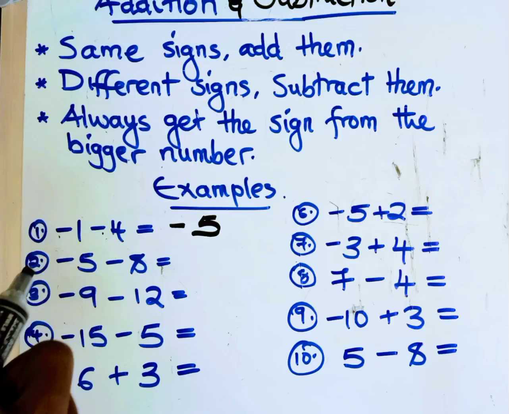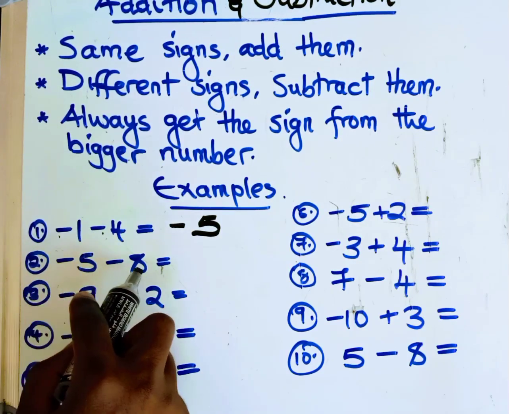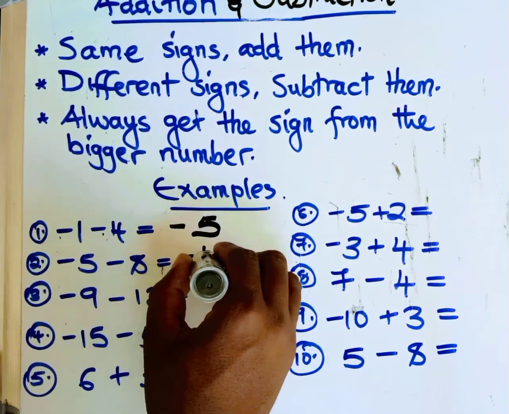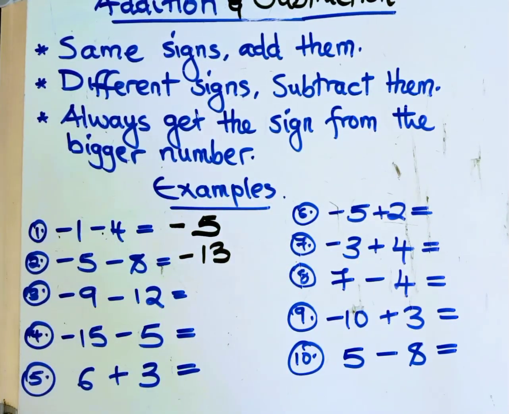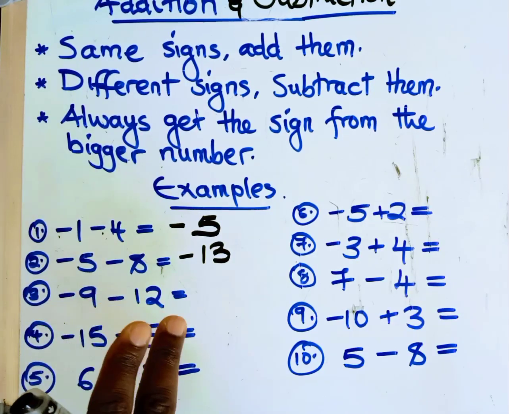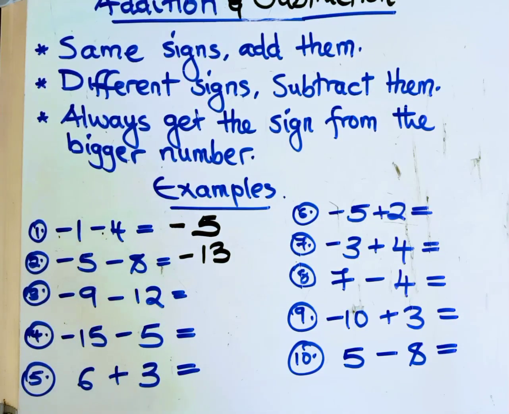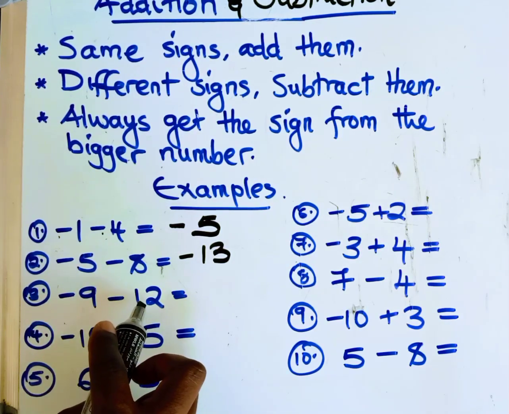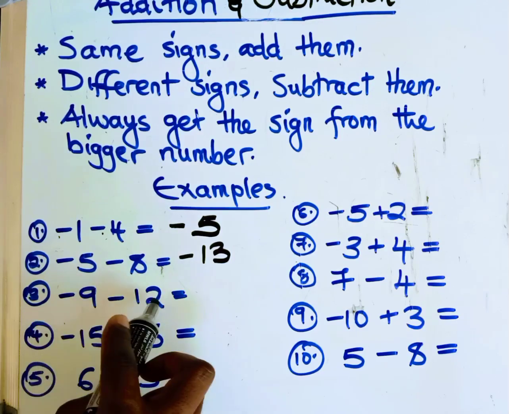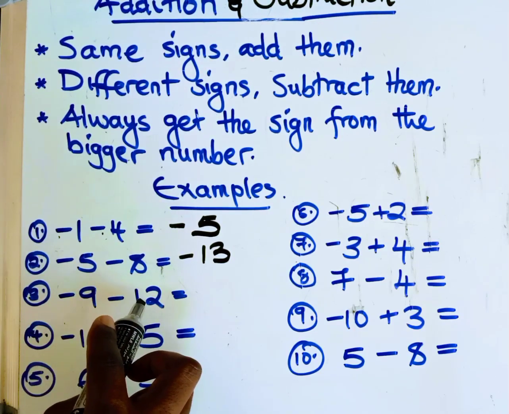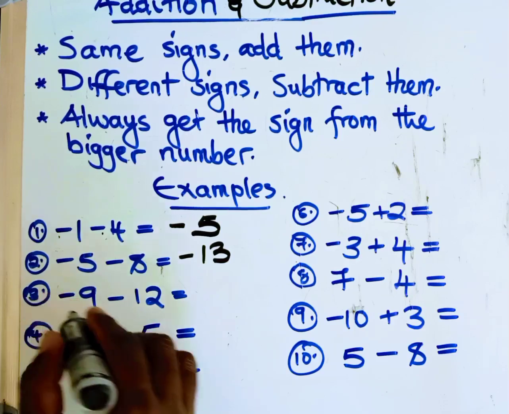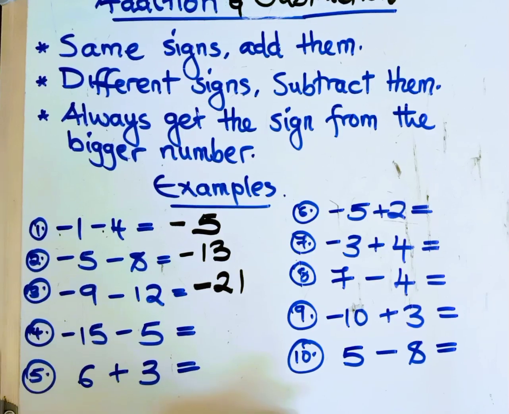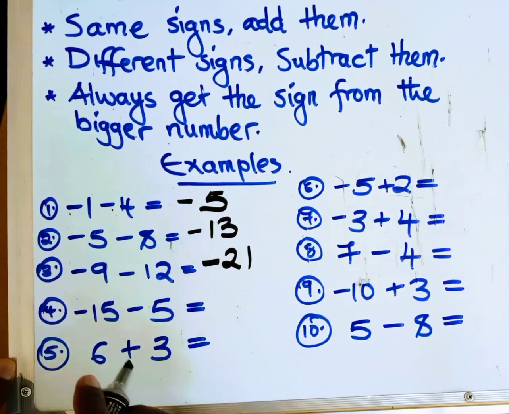Okay, number two, it's the same. Negative and negative, we add. So 5 plus 8 gives us what? It gives us 13, and the answer is a negative 13. So always when you have a negative, you add and your answer is always a negative. Remember that. So we have 9 and what? And 12. So here we do what? We add. So 9 plus 12, it gives us what? 21. So our answer is a negative 21. You see? Like that. You see how simple it is?